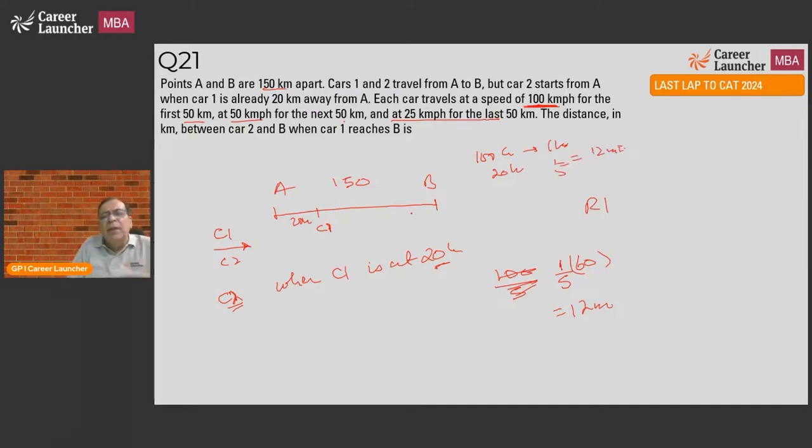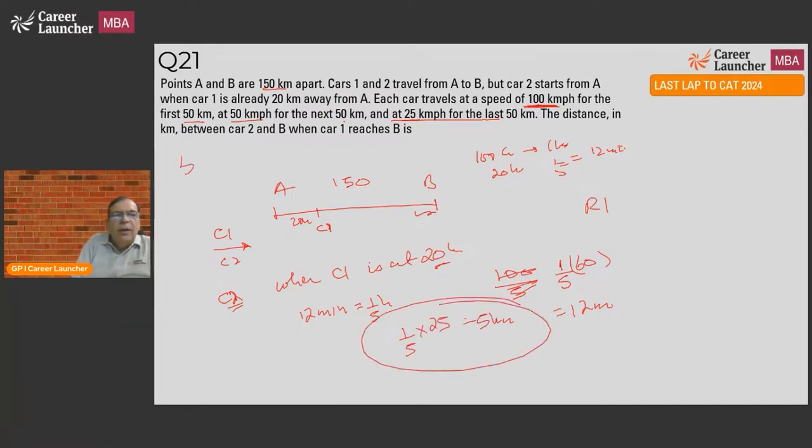If it is going to reach 12 minutes late, the last 12 minutes it will be doing at the speed of 25 kilometers per hour. So the last 12 minutes, which is 1/5 of an hour, it will be doing at the rate of 25 kilometers per hour. So 1/5 of 25 kilometers per hour is 5 kilometers. So the answer should be 5. The distance between car 2 and B, when car 1 has reached B, car 2 will be 5 kilometers before. So that's a round 1 question.